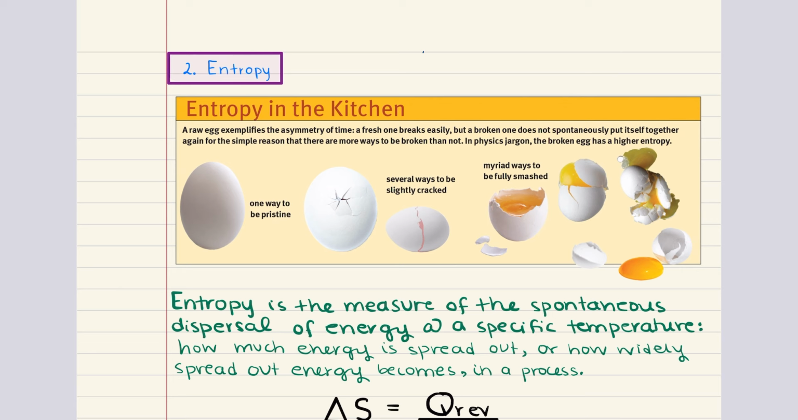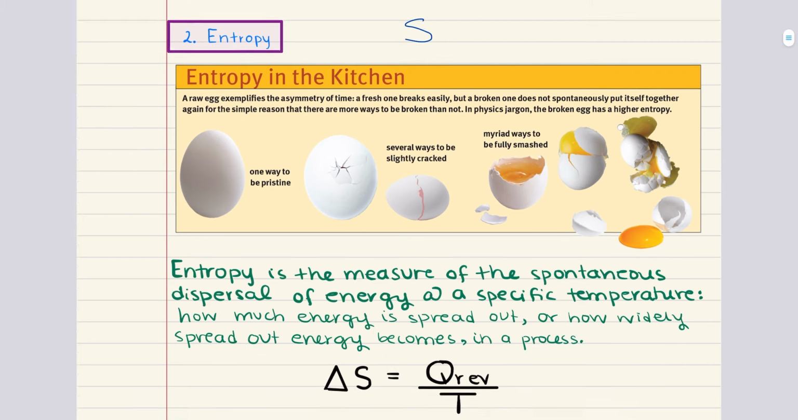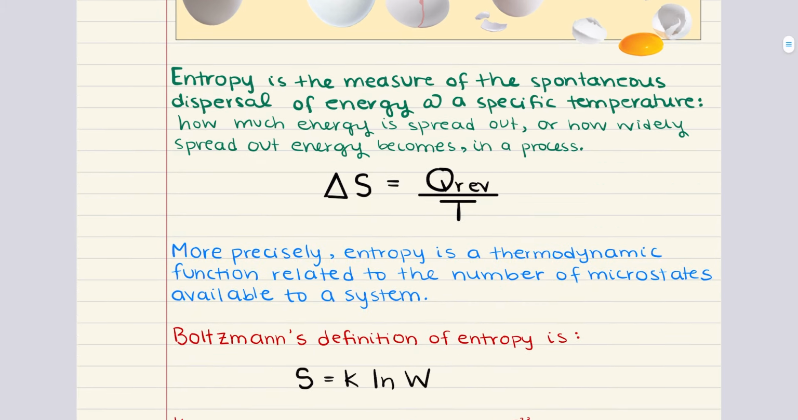Entropy, denoted as capital S, is a central concept in thermodynamics and again can be thought of as a measure of energy dispersal or the degree of disorder within a system at a specific temperature. More specifically, entropy tells us how much energy is spread out or how widely it becomes distributed among the particles in a system during a process. The more spread out the energy, the higher the entropy.